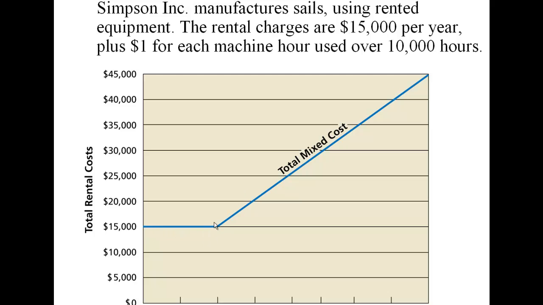So if our relevant range was only 0 to 10,000, this would look like it's totally fixed, right? But our relevant range is from 0 to 40,000. So we know it's fixed initially, and then it's variable at that point, isn't it?